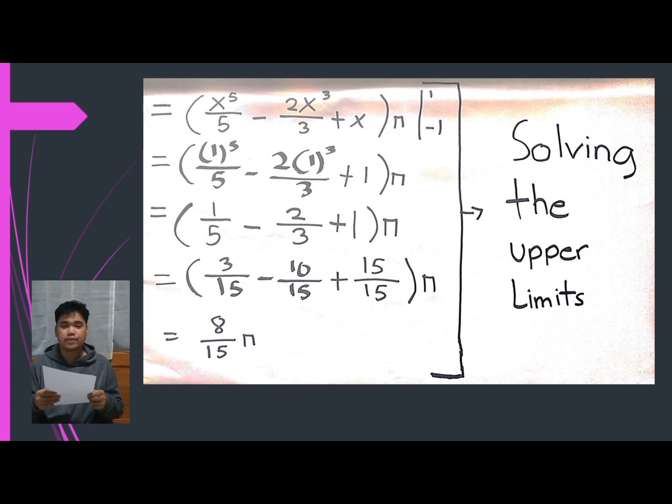So next, we are going to substitute our 1 and -1 into our variables. So 1 to the power of 5 over 5 minus 2 times 1 to the power of 3 over 3 plus 1, times pi. So 1 over 5 minus 2 over 3 plus 1, times pi. And now we simplify by changing the denominator to 15. So 3 over 15 minus 10 over 15 plus 15 over 15, times pi. So we've got 8 over 15 pi.